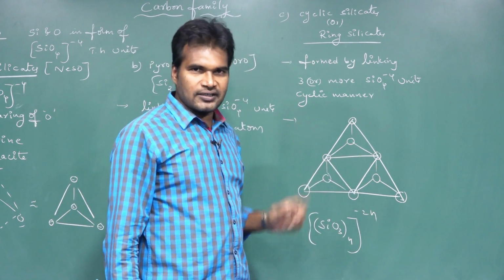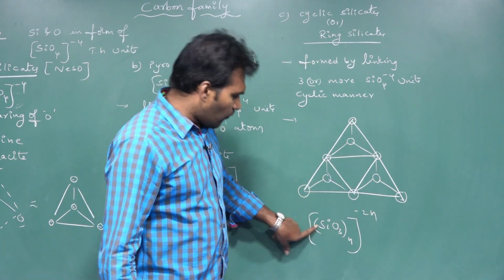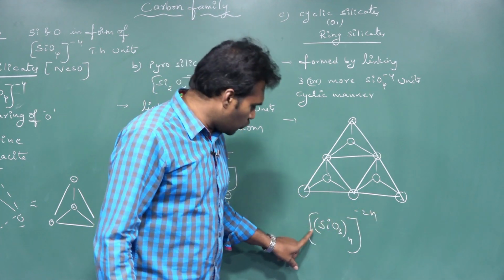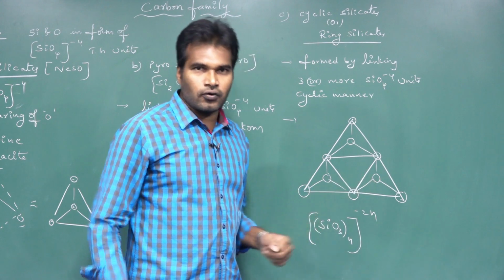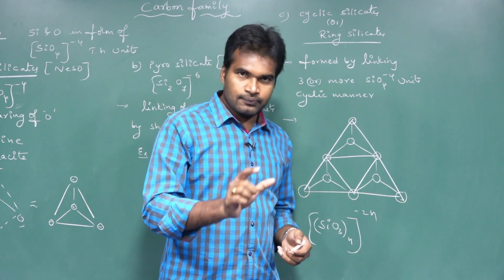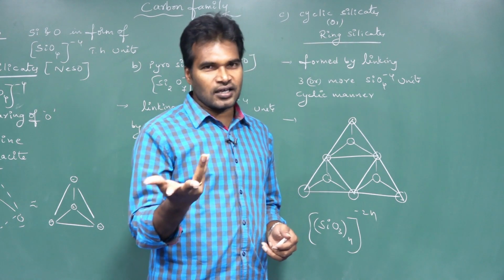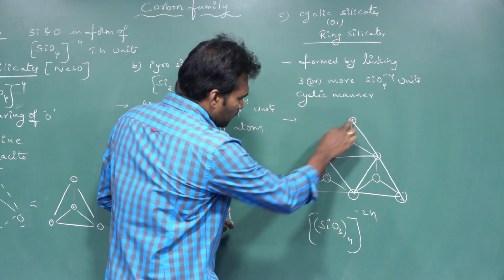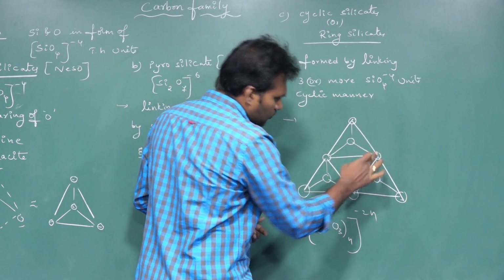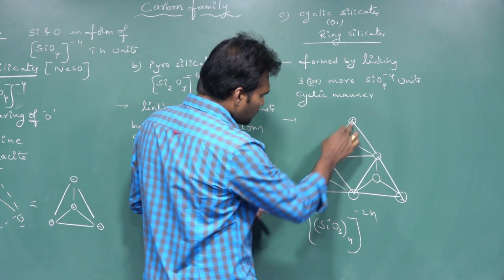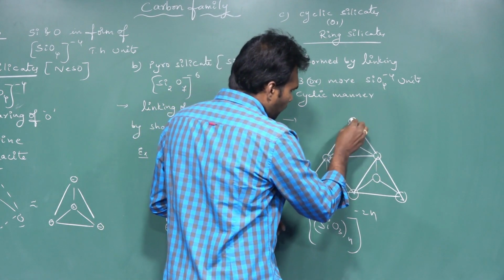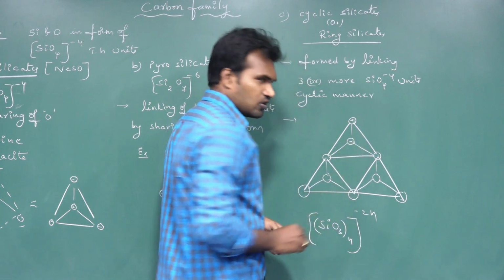SiO3^(2n-) ... Suppose there is one silicon atom, what is the charge here? -2 charge. If 2 silicon atoms are there, -4. Let us see. I told you already, if an oxygen atom is shared, then there is no charge on that oxygen atom. So in this tetrahedral unit, here no charge, here also no charge. But these 2 oxygens are not shared with any others, so here minus charge, here minus charge.